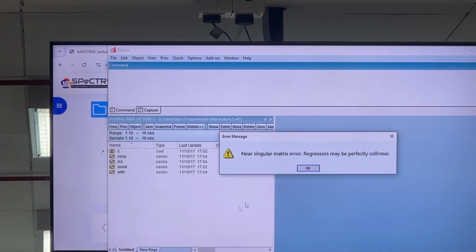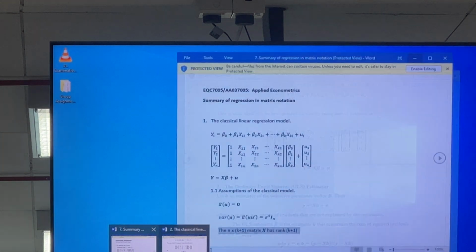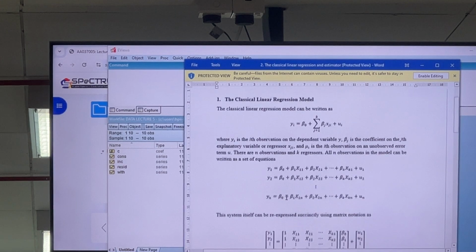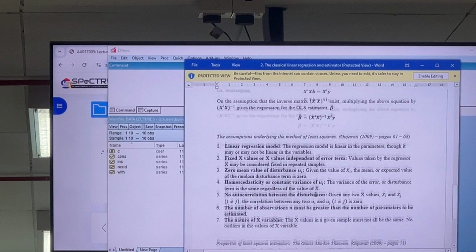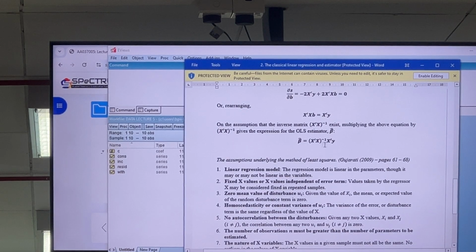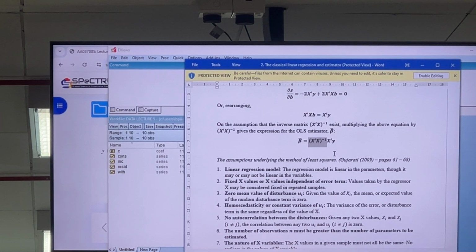So why can we not get the estimate? Because you recall the formula that we used to get the estimation. When there is perfect collinearity, the inverse of X transpose X does not exist. So the calculation cannot be done. The inverse of X transpose X does not exist when there is perfect collinearity between independent variables, or between different columns in the X matrix.